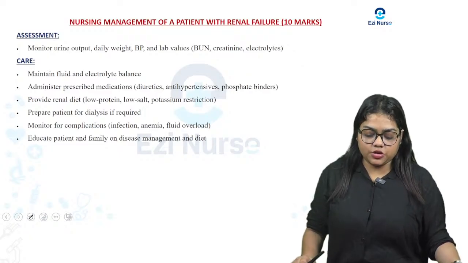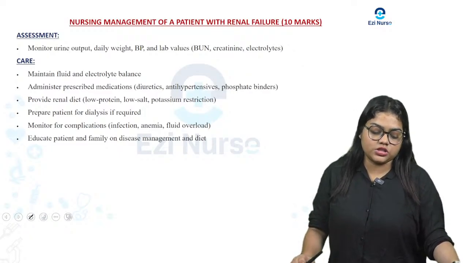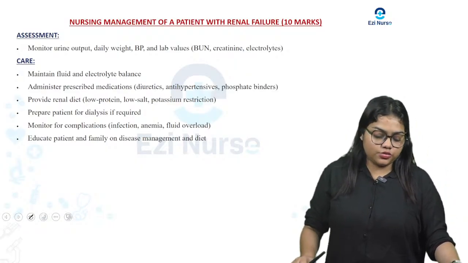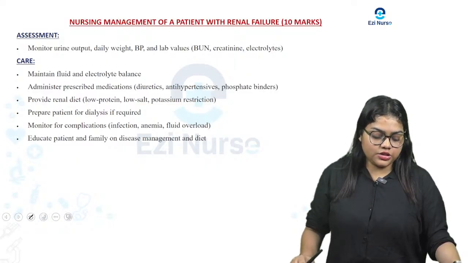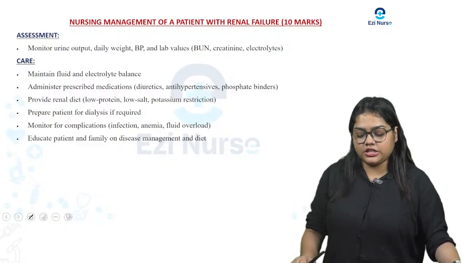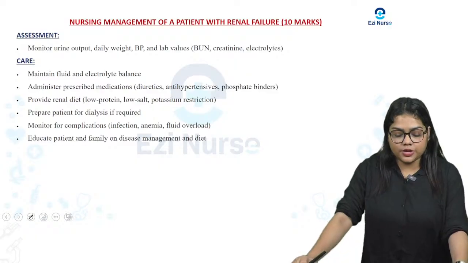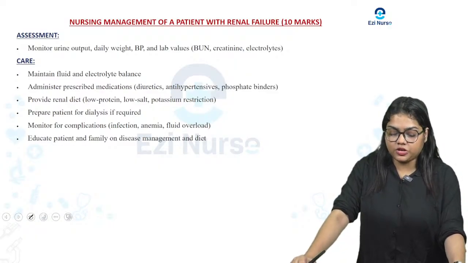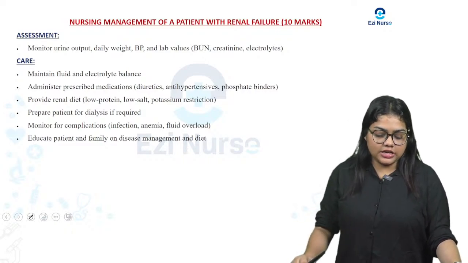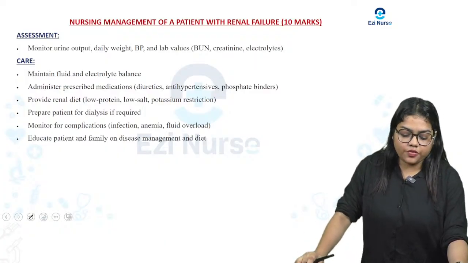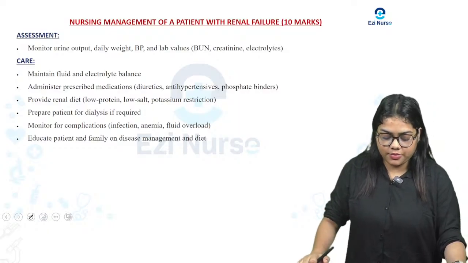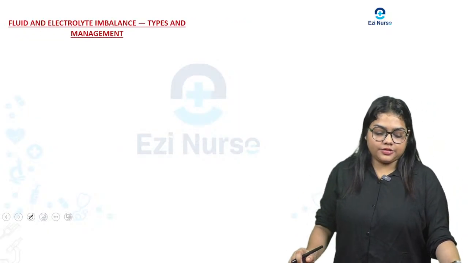The next is nursing management of patient with renal failure. This is a 10 marks question. So renal failure, you know, kidney failure, means the kidney is not able to filter our urine. As a nurse, we have to monitor the urine output, daily weight, blood pressure, and lab values such as BUN, creatinine and electrolytes. So what are the cares we can provide to the patient? We have to maintain fluid and electrolyte balance, administer prescribed medication, provide the renal diet, prepare the patient for dialysis if required, monitor for complications such as infections, anemia and fluid overload, and educate the patient and family on disease management and diet.